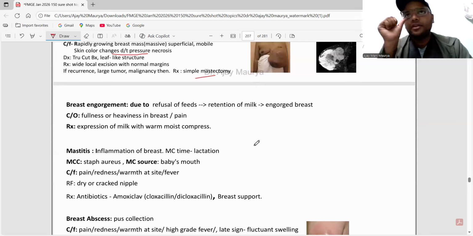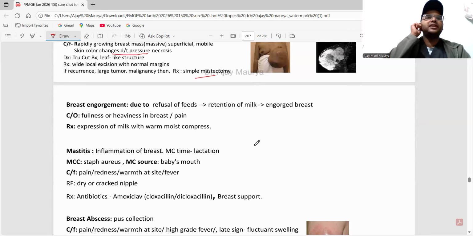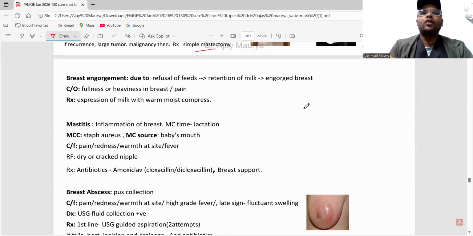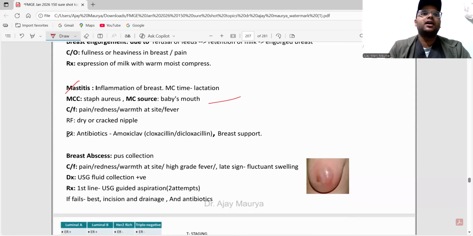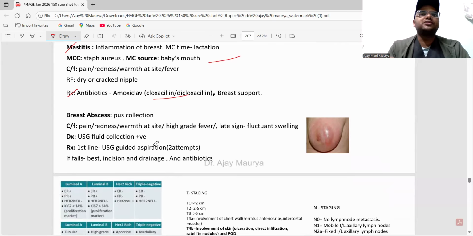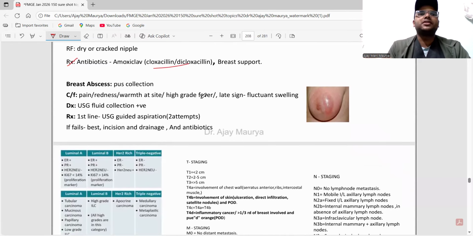Next, breast engorgement due to refusal of feeds. It is due to retention of milk, which leads to engorgement of the breast, and it is very painful. What we have to do is express the milk and give moist compresses. Next, mastitis inflammation. The baby's mouth is the biggest source. Cloxacillin is the mainstay treatment for mastitis. Next, breast abscess. You guys can know this.